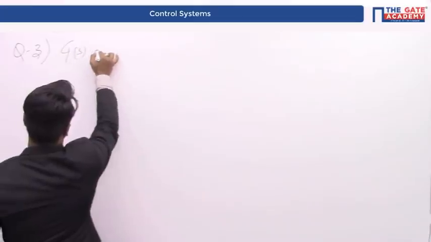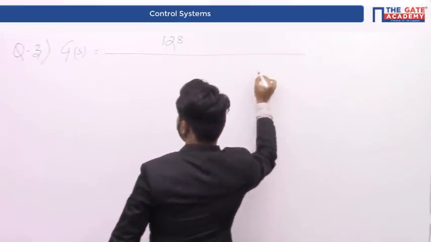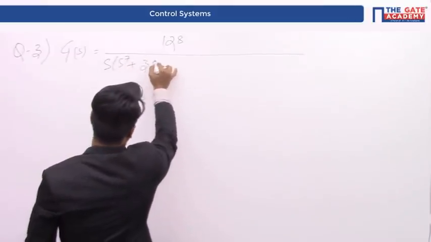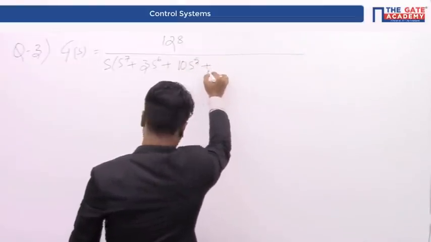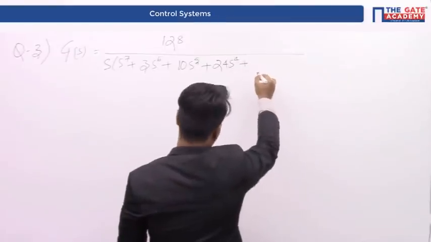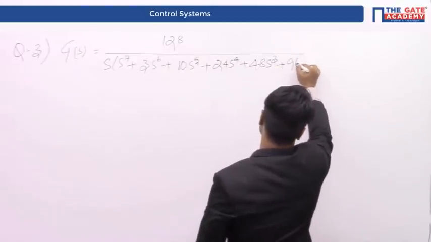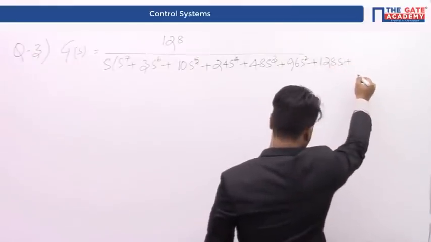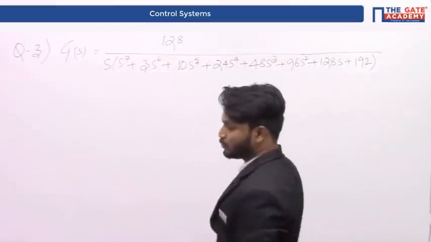G of s is equal to 128 upon s into s power 7 plus 3 s power 6 plus 10 s power 5 plus 24 s power 4 plus 48 s cube plus 96 s square plus 128 s plus 192. This is the open loop transfer function.